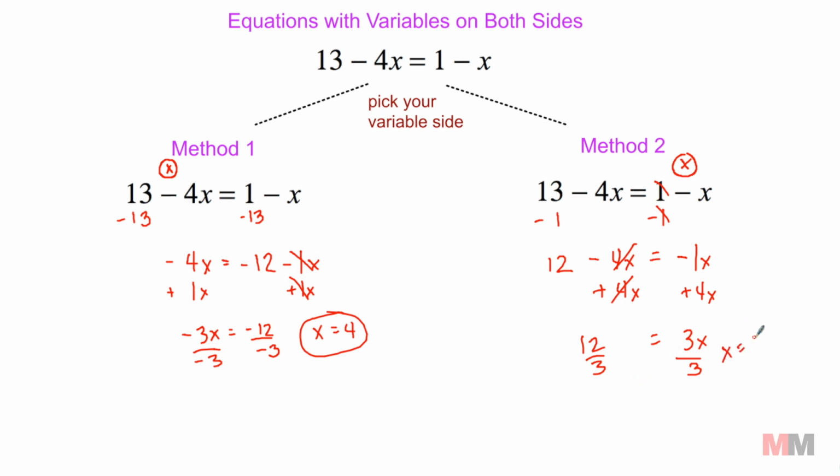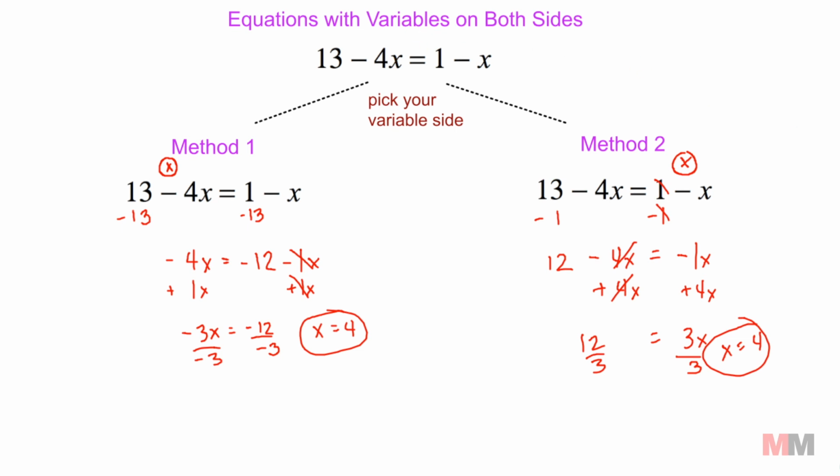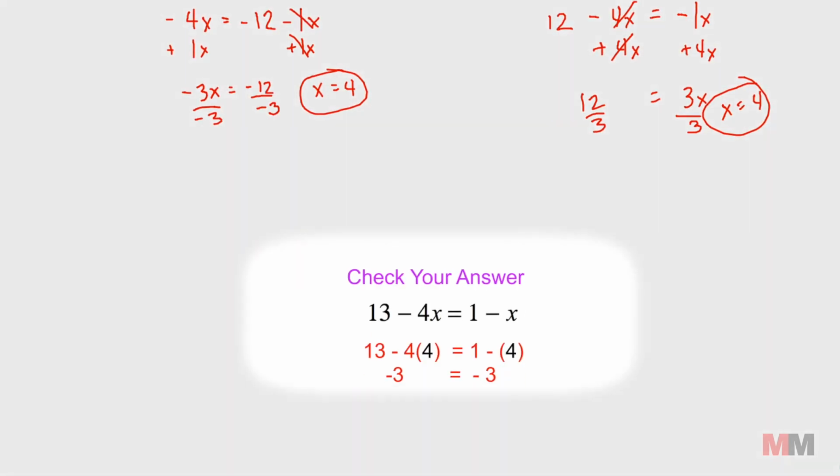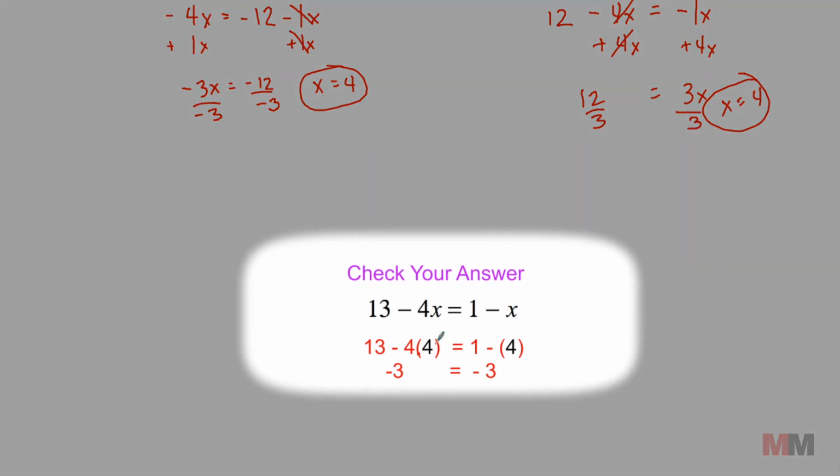x equals 4. To check your answer, all you have to do is retrace and plug it back into your original equation like this. And as long as they check out, as long as both sides of the equal sign are equal, then you're good. So just plug in your answer, your 4. And if you do that correctly, you'll get negative 3 equals negative 3.